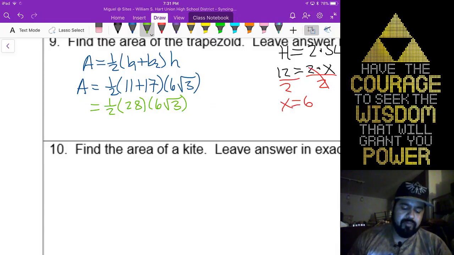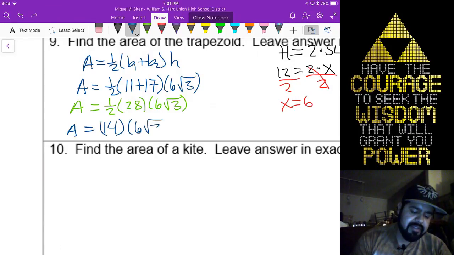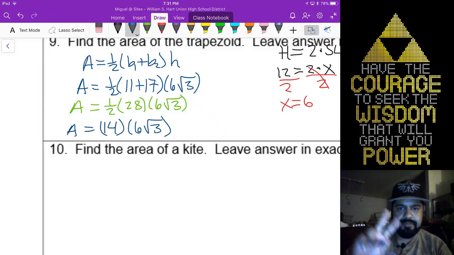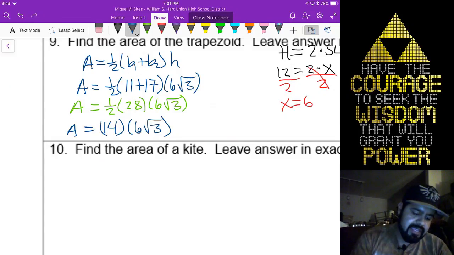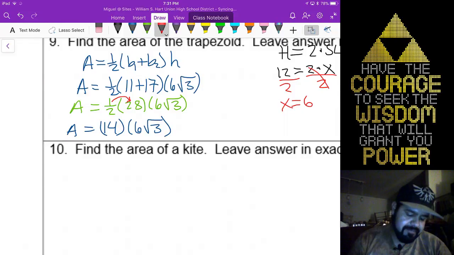Of course we could take half of 28 first. That would give me 14 times 6 rad 3. Don't distribute the 1/2 to both numbers, only to one. And I'm choosing the first one. Could you have chosen the second one? Of course you could have. But be careful, don't give it to both. You don't want to do that.